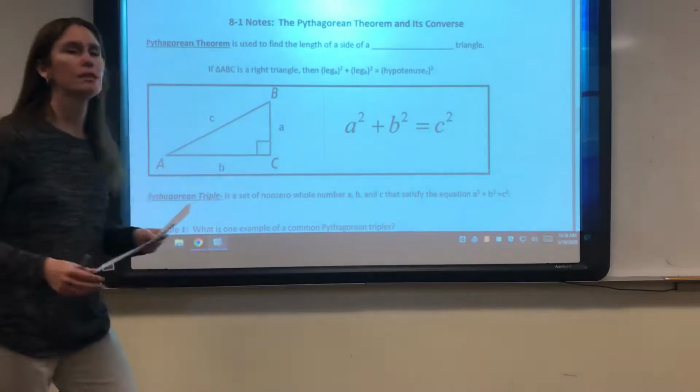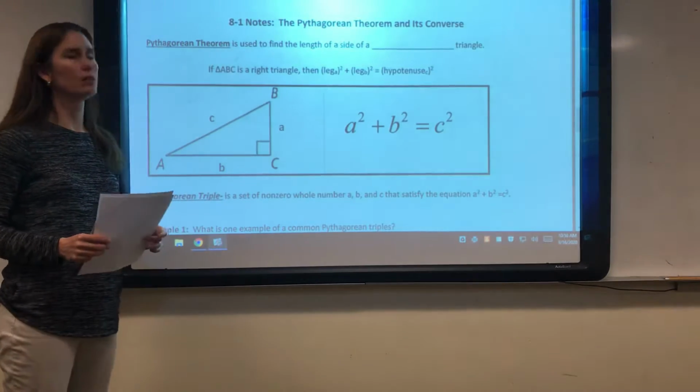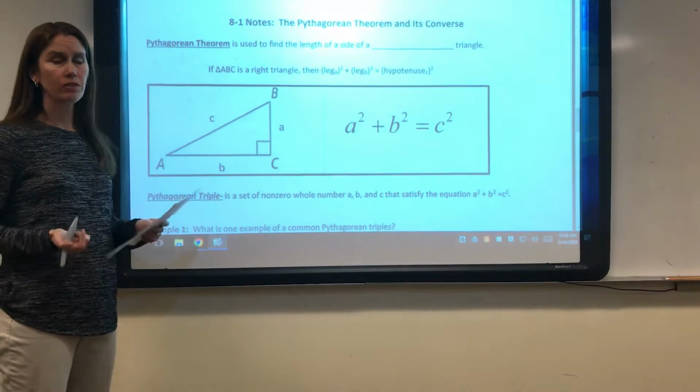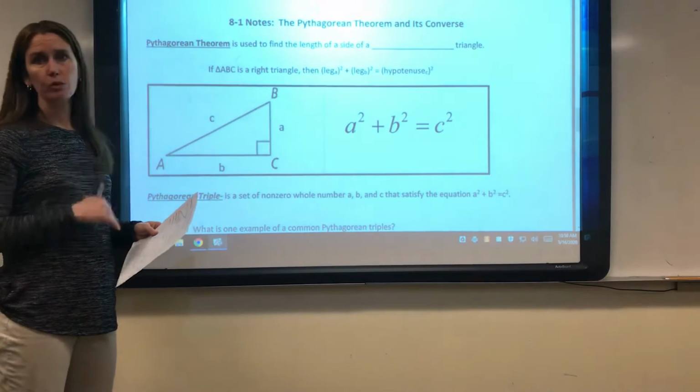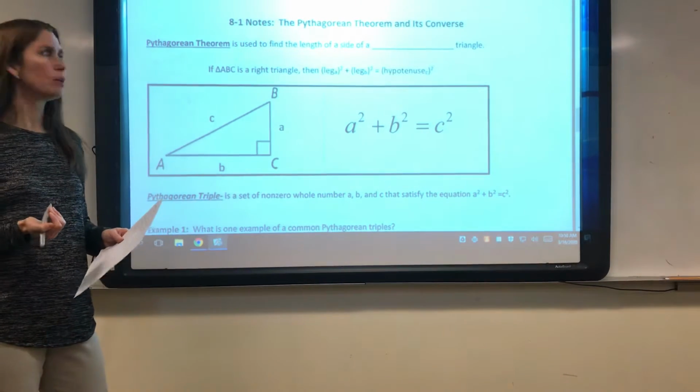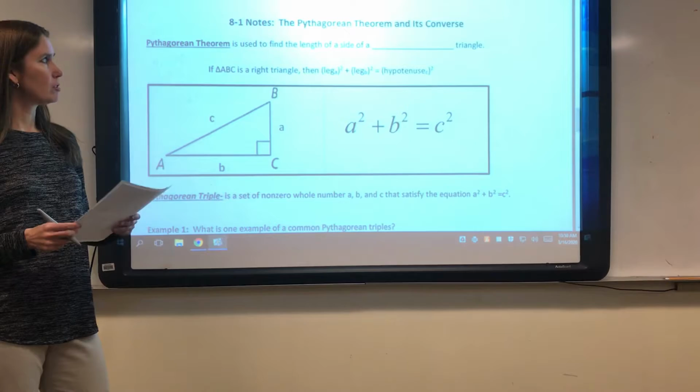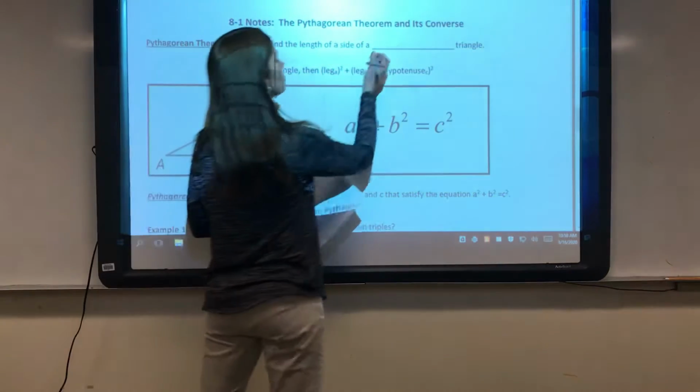Okay, so this lesson is on section 8.1, the Pythagorean Theorem and its converse. I know you're pretty familiar with the Pythagorean Theorem. You've worked with that before, so this should be a pretty quick review. The Pythagorean Theorem is used to find the length of a side of a right triangle.